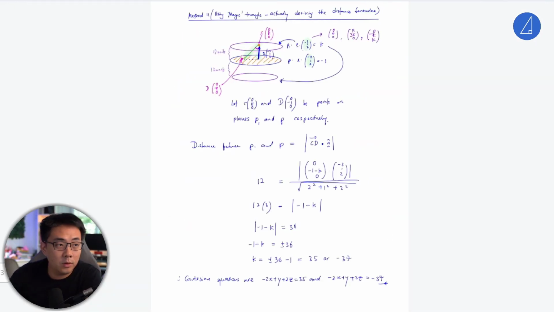Okay, so the rest is just doing the same thing. For this method, you essentially derive the formula without knowing it, just using the magic triangle. You take a point on P1, you guess another point, then you project onto the normal. You use the magic triangle to project it, so it's a dot product with the unit vector of the normal. Then this will be 12 units. So you solve it, you still get the same answer.